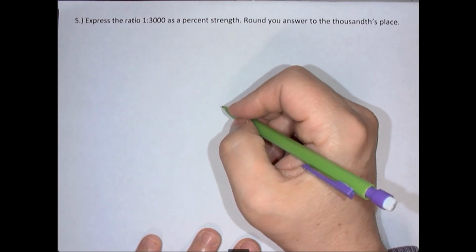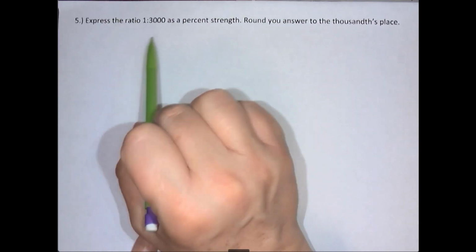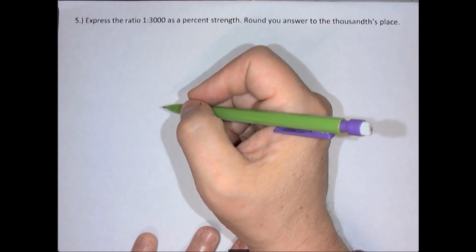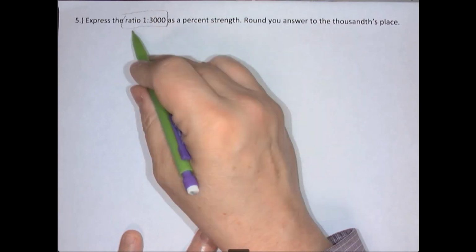Okay, here's example number 5, and this somewhat introduces a new concept. Express the ratio 1 to 3,000 as a percent strength. Another way to express concentration is to simply express concentration as a ratio, in this case 1 to 3,000.